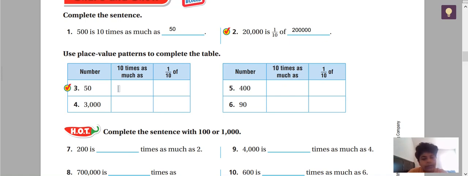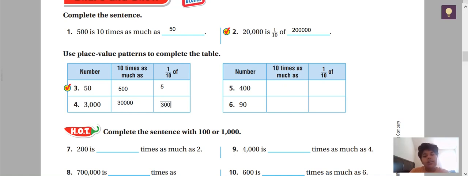Now, let's do 3 first. 10 times as much as 50. 10 times as much as 50 is 500. Okay, let's do this one as well. 1/10 of 50 is 5. 10 times as much as 3,000. 10 times as much as 3,000 is 30,000. And finally, 1/10 of 3,000 is, you got it, 300.